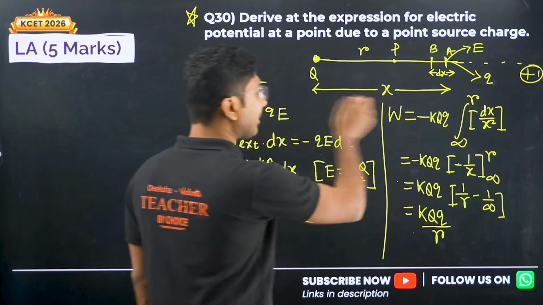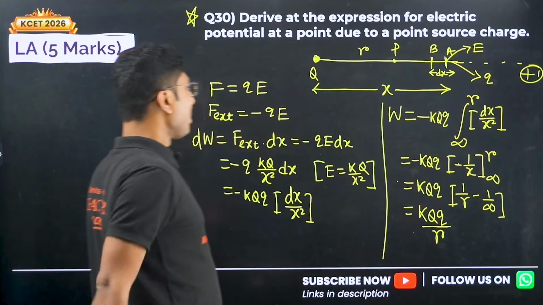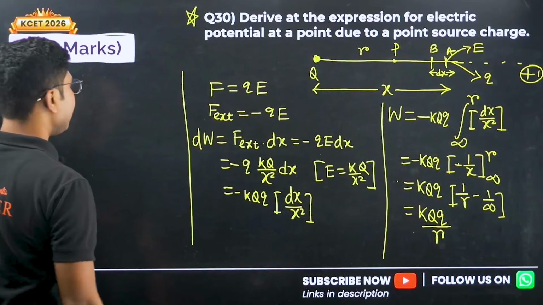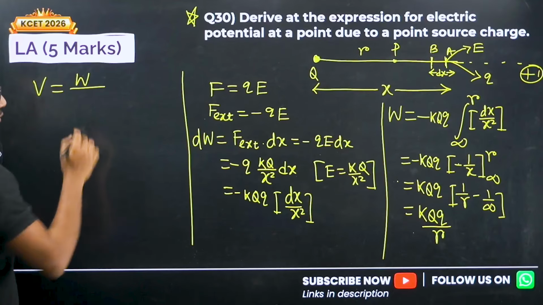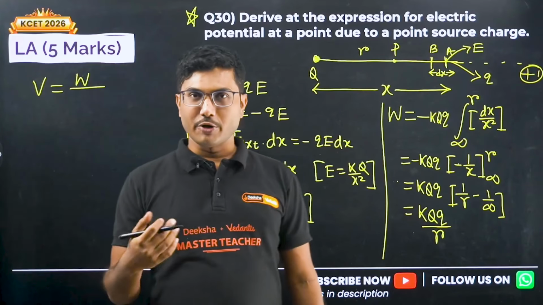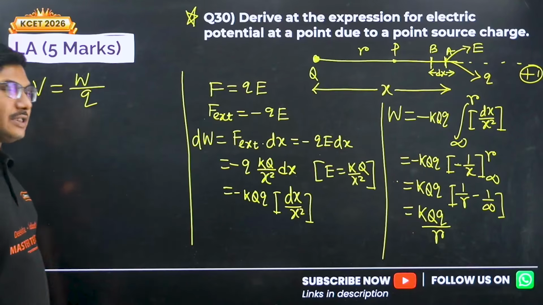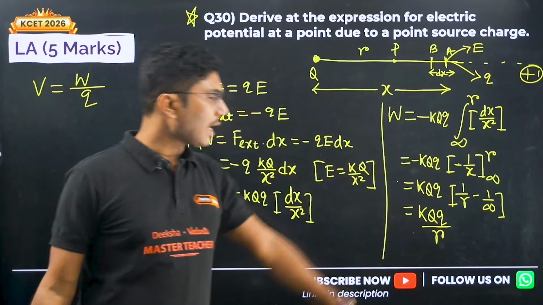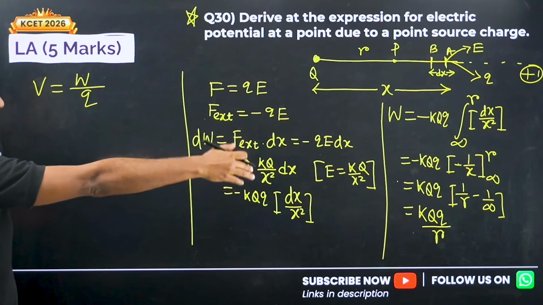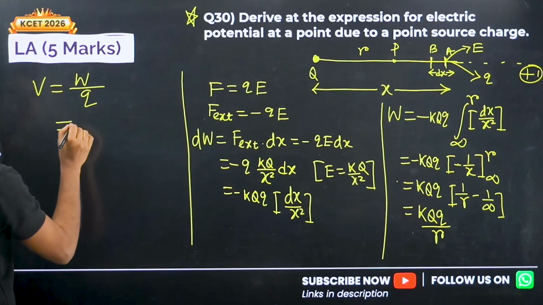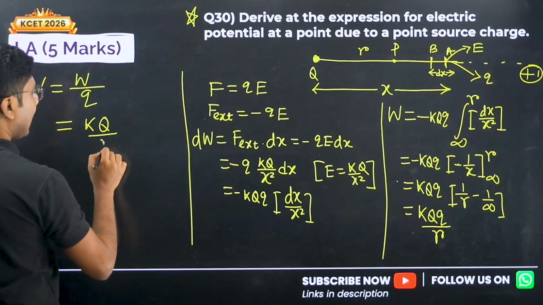Now whatever we have calculated is the work done to move a test charge q. What is electrostatic potential? Electrostatic potential is defined as the work done to move a charge from infinity to a point by a unit positive test charge. So for a unit positive test charge, you have to divide this work done by small q. Instead of taking 1, we have taken q as the test charge. So finally we divide it by q, and we get K Q by r.